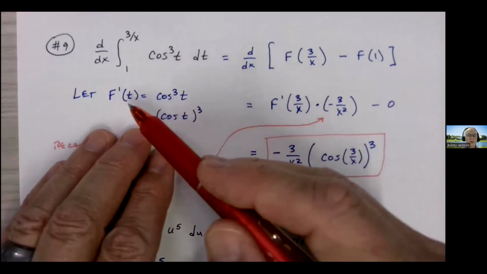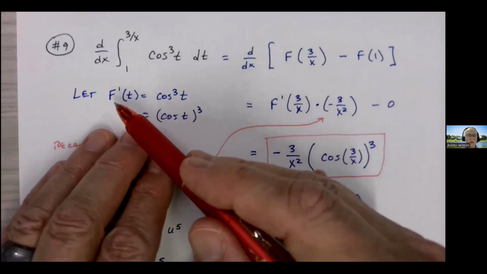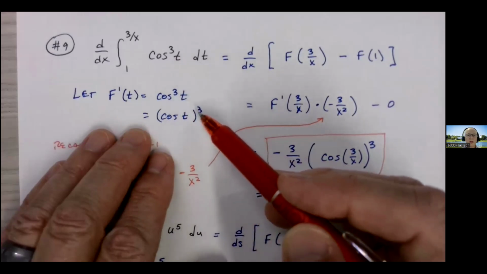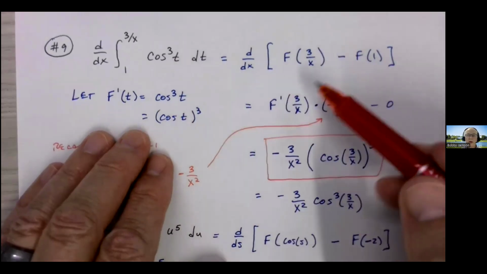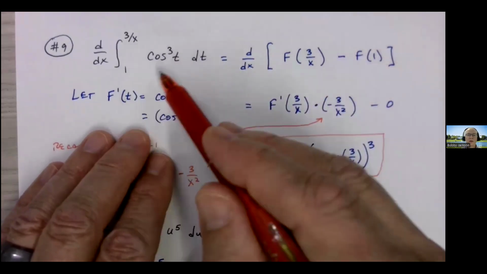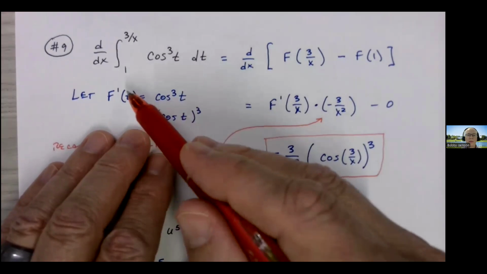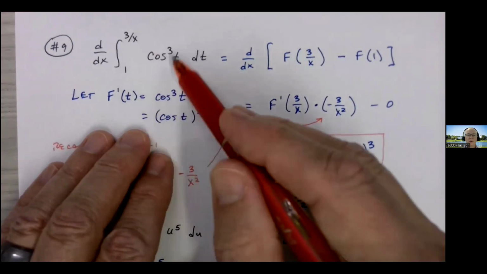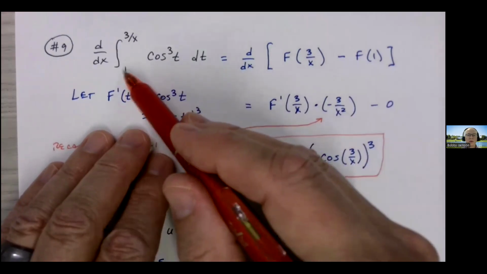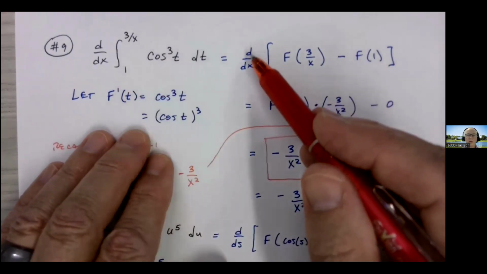We're not going to actually find the rule for capital F. We don't need it. So I'm going to say capital F prime is cosine cubed t, which is cosine of t cubed. And so what is the antiderivative of cosine cubed? It's capital F. So we're going to evaluate the antiderivative at the upper limit and then subtract the antiderivative evaluated at the lower limit. And then I'm going to take the derivative.